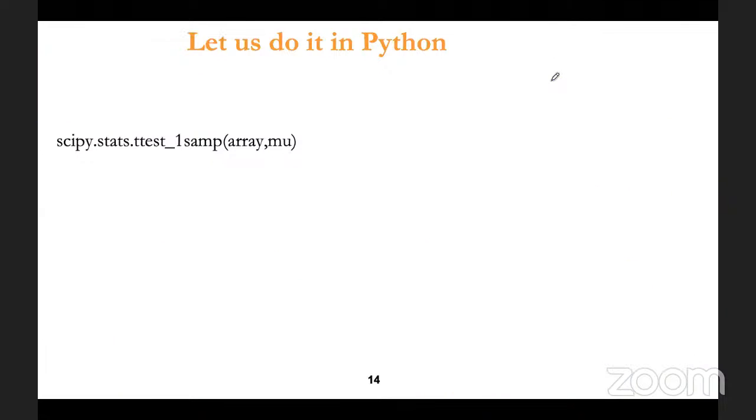Right, so that's all for today. We will stop here. Tomorrow we'll see how to conduct this hypothesis testing in Python directly. Then we'll start our data mining topics. Linear regression will start tomorrow.